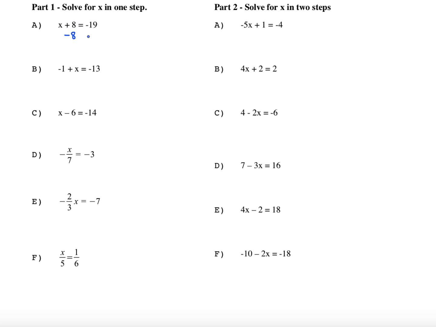I'll get x alone by subtracting 8 on both sides. Here, I need to undo that -1. Now, the way I'll undo it, though, because his sign is negative, I have to undo him with an addition. Okay, that's going to leave us with x equals -12. Let me box my answers here so that it's clear.